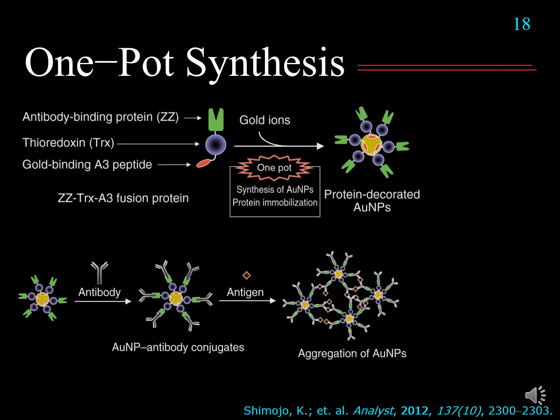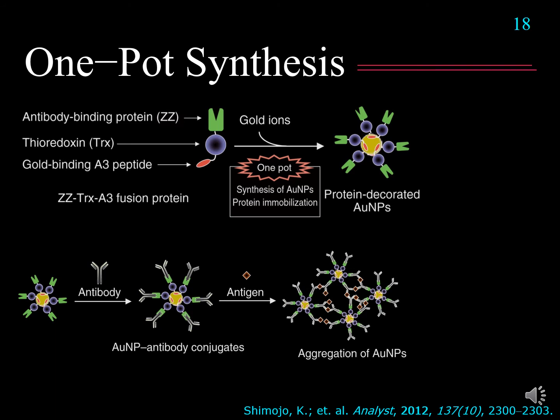So after that, they put gold ions inside and synthesize the gold nanoparticle here. So the gold nanoparticle is synthesized in this chamber, attached with the gold binding protein over here. So at the end, we have gold nanoparticles decorated with the antibody binding proteins. So these antibody binding proteins can then catch the antibody on top of it.